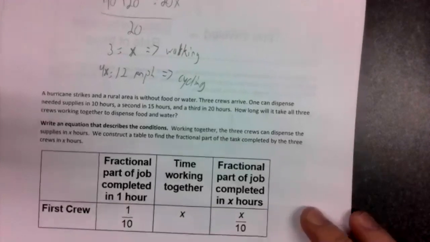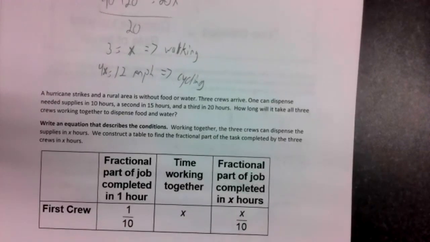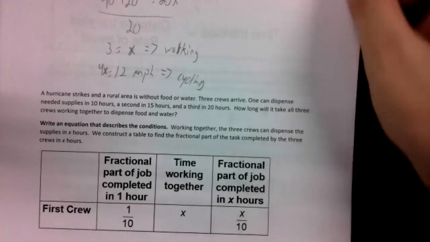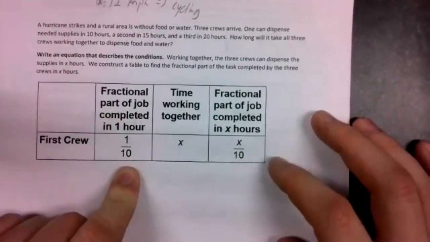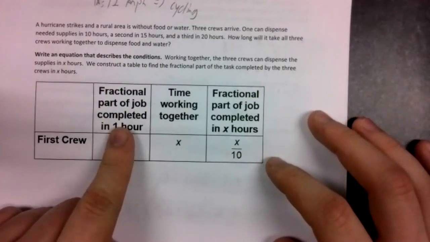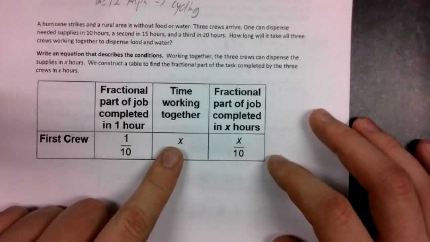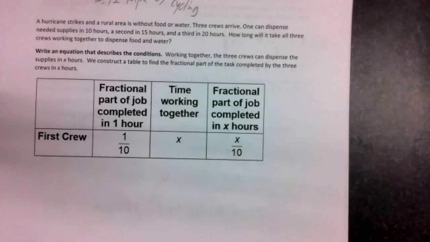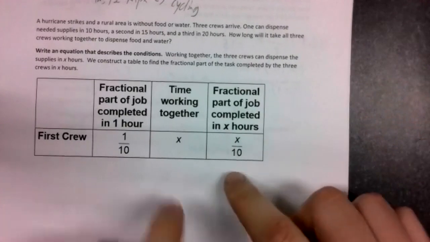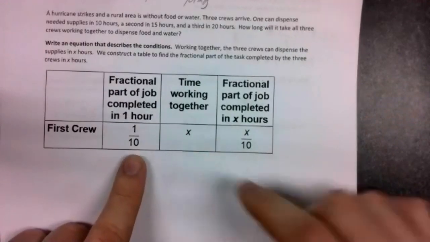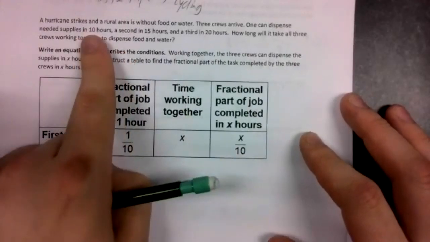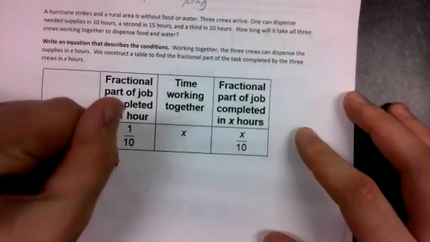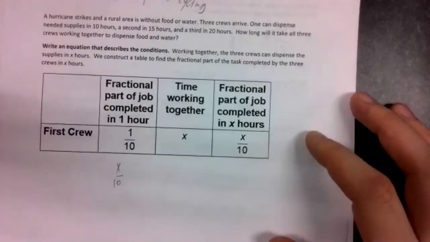So it says construct a table to find the fractional part of the task completed by the 3 crews in X hours. Right? So we know that the first one can complete a tenth of its job in 1 hour, right? And we know that they spent X time working together, right? We don't know how many hours that is. So their fractional part is just these multiplied together, so we get X over 10. So we can say that the first crew spent X over 10 hours helping out, right?